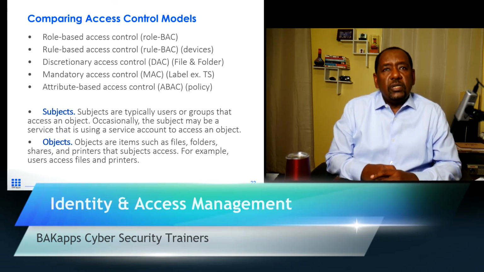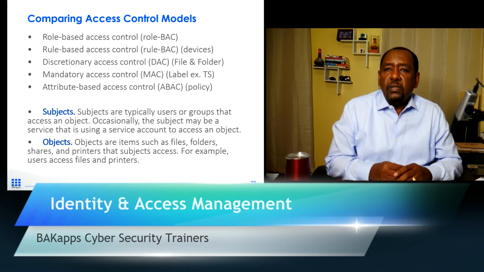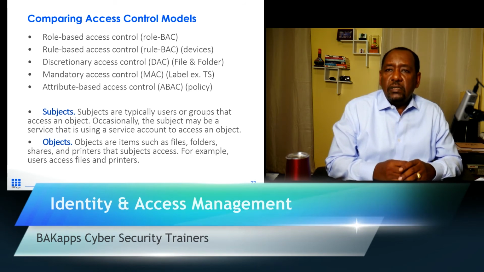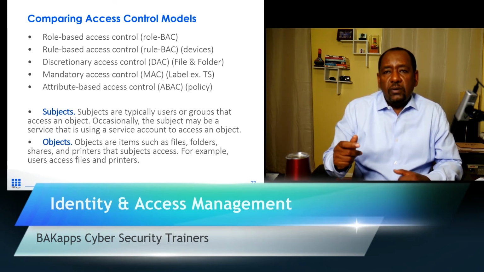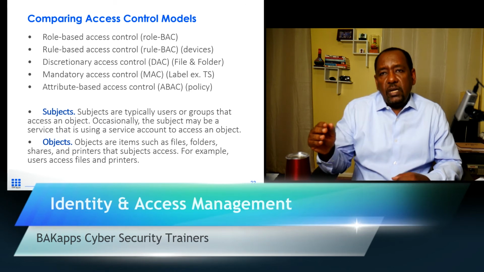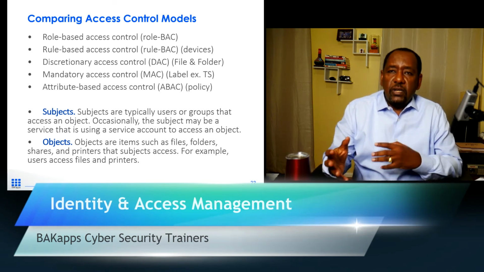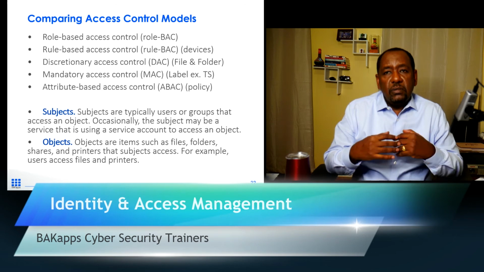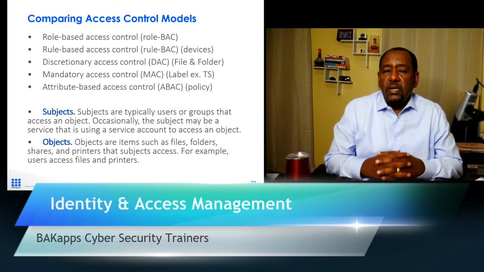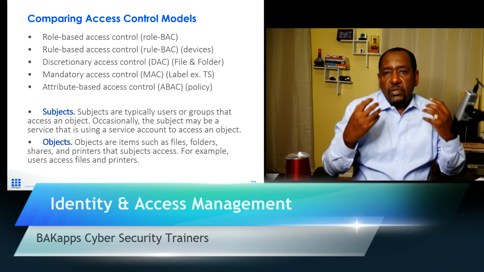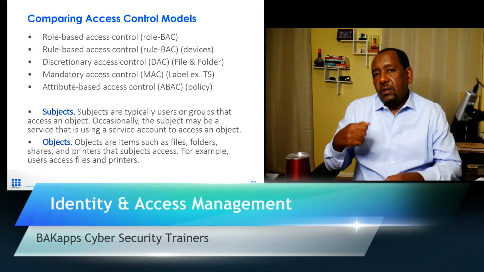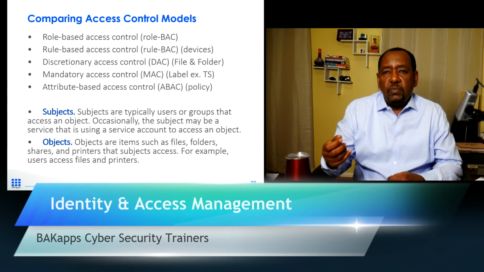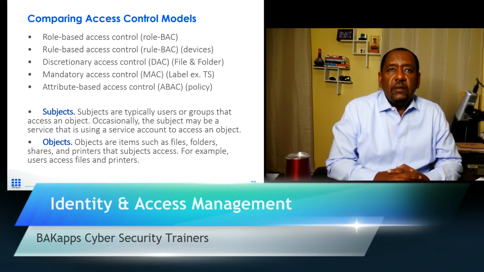The other one is discretionary access control. This is commonly used for files and folders. You go to your folder, right-click on it, select properties, and it takes you to security. Under security, you can give read permission, write permission, or full control permission. It is up to your discretion. You assign it to whomever wants to get a specific access.